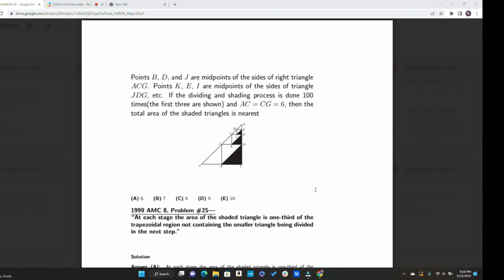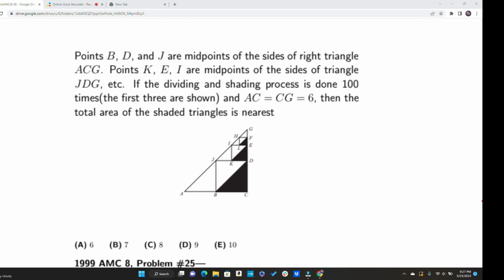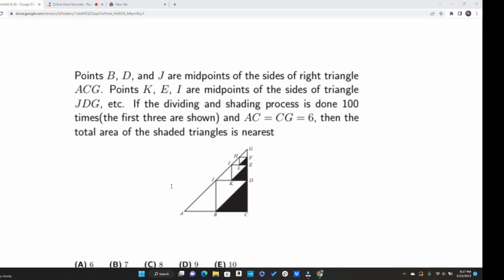Okay. Oh my gosh, it's a lot to look at. So we're seeing midpoints. AC is 6. CG is 6. Okay, so looking at this, we can see a pattern, right? So in this trapezoid right here, we notice that all of these triangles inside look the same, right? And the same is true for this next trapezoid. All of those triangles look the same inside the trapezoid.